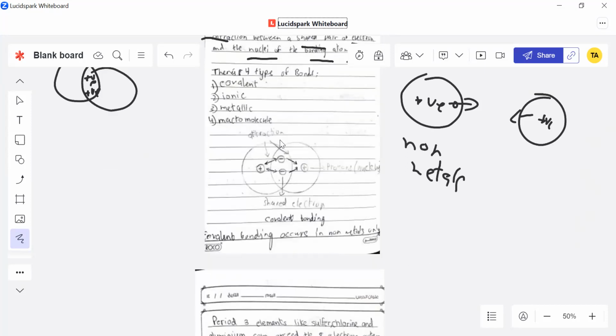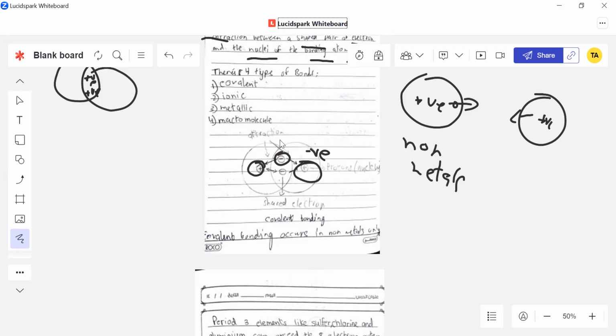So these are two different atoms, right? So this is one atom and this is the other atom. Now, the positive charge of this atom at the left will attract the electrons from the right side. So electrons of the right side are attracted by the positive charge of the left side. And this will happen the same on the right side.